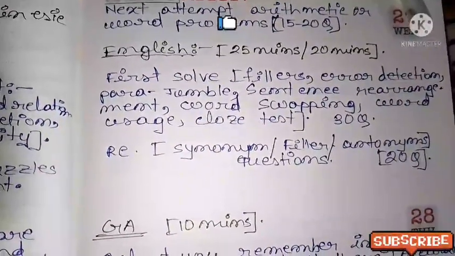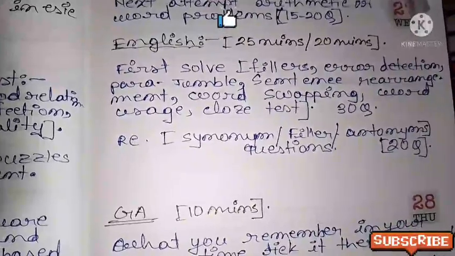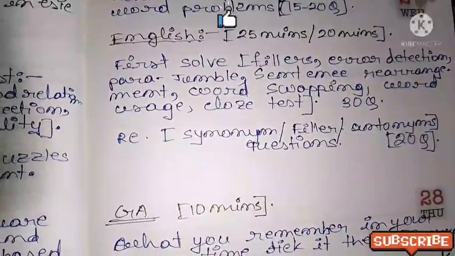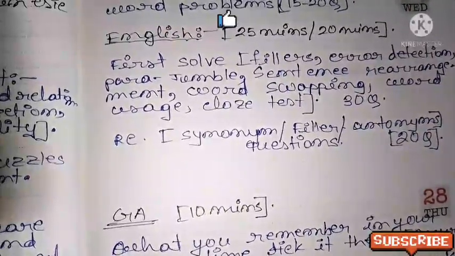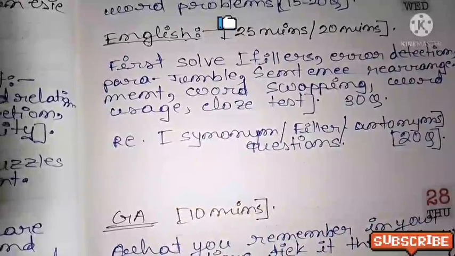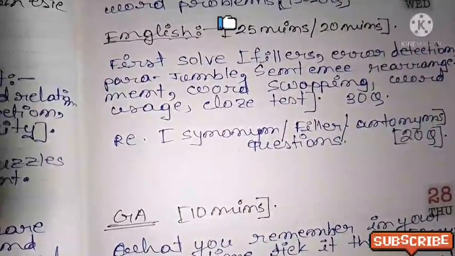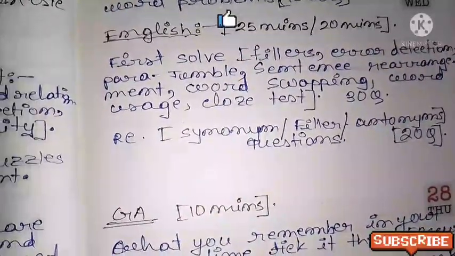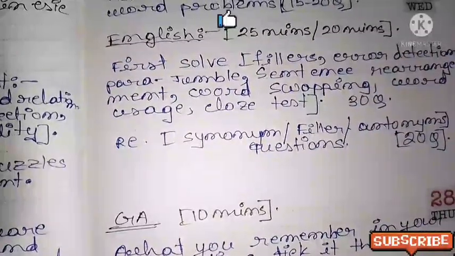And if I talk about the English language portion, I first solve fillers, error detection, parajumble, sentence rearrangement, word swapping, word usage, and cloze test based questions. Okay. And in ESIC UDC Mains also, I see they don't ask so many high-level questions from English. I think the English questions will be easy to moderate.